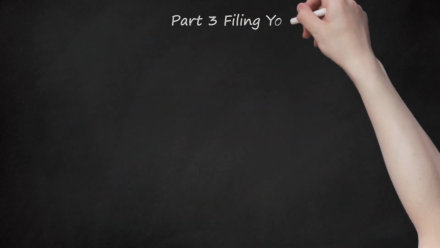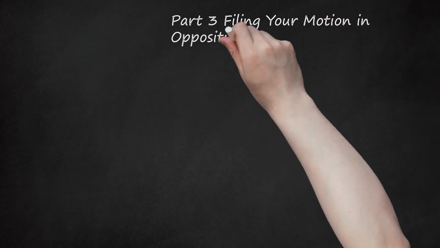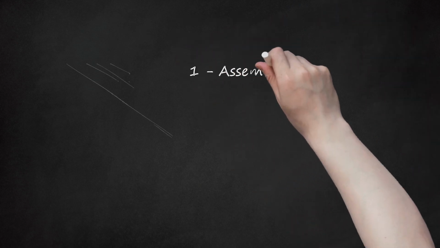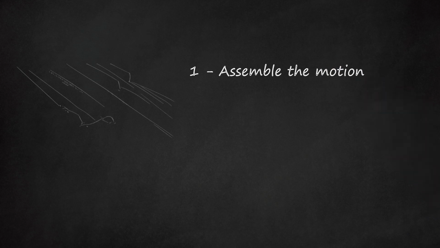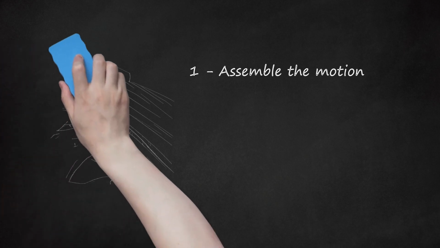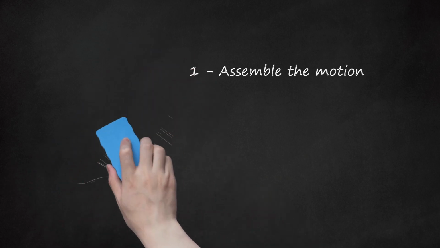Part 3. Filing your motion in opposition. 1. Assemble the motion. You should gather your motion and any supporting documents or affidavits. Put them in order and make at least one copy for your records. You will also have to provide a copy to the other side, so make a second copy as well. The court may also want multiple copies. It is best to make 4 copies, at least.